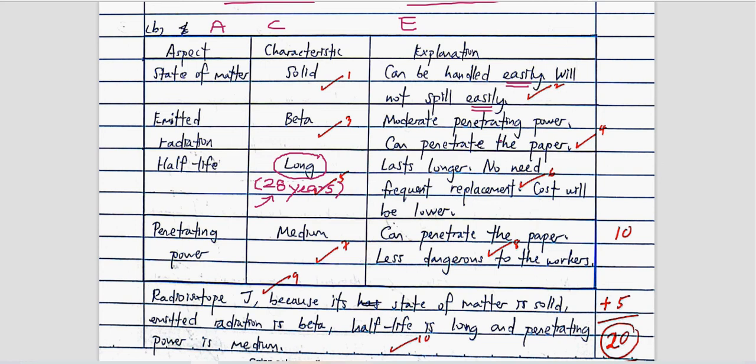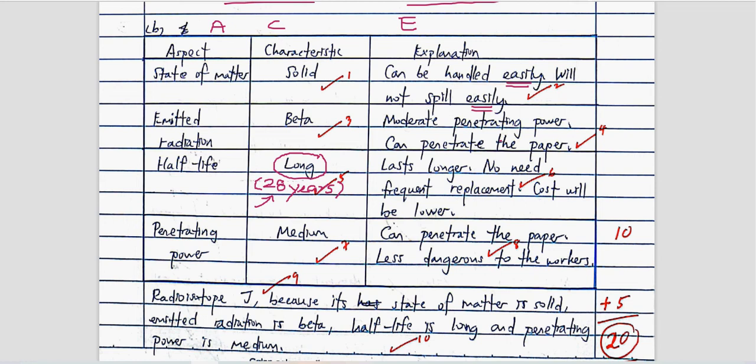Boleh dikendalikan tapi sometimes tak mudah. So that's why it's good to write easily behind. Okay, will not spill easily. Then beta, moderate penetration power. Okay, moderate penetration power. Then tambahkan, can penetrate.